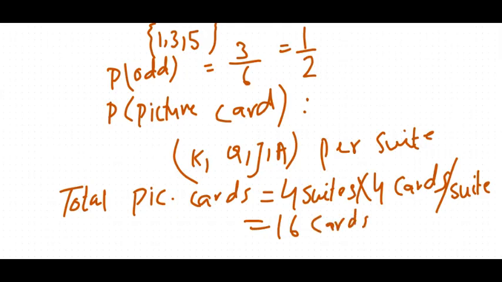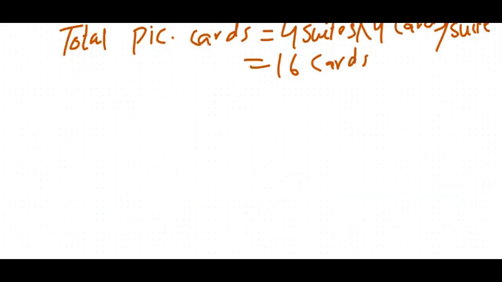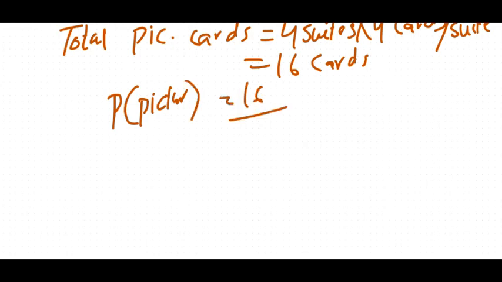So what do we have to do next? We can write the picture probability as 16 by 52. All right, so simplify the card probability. Both 16 and 52 are divisible by 4, so I'm just going to simplify. It becomes 4 by 13.